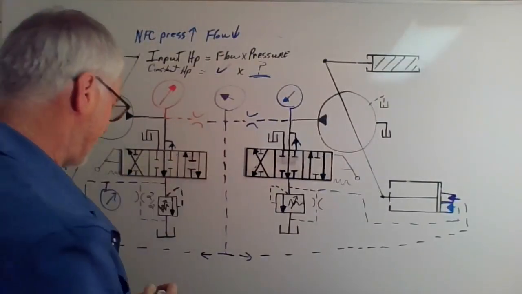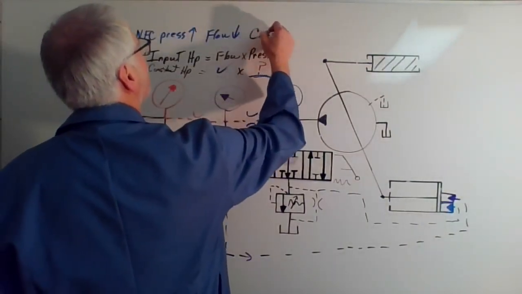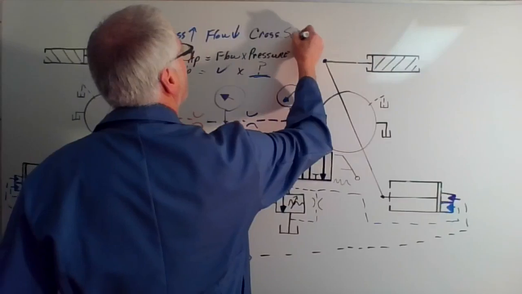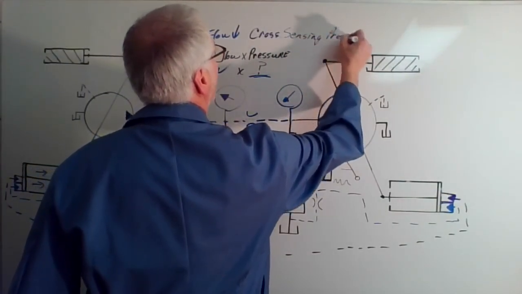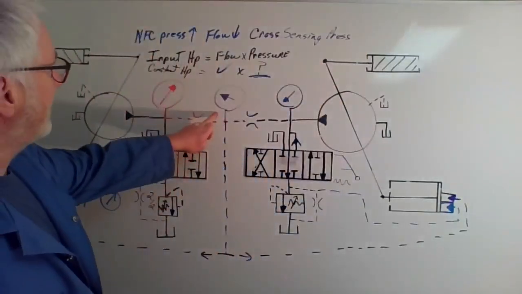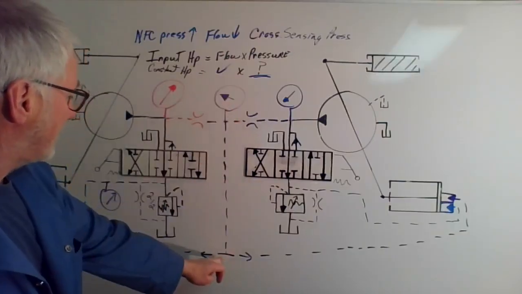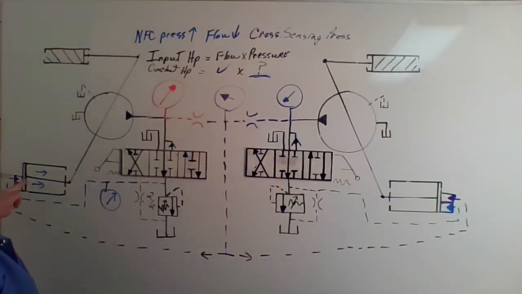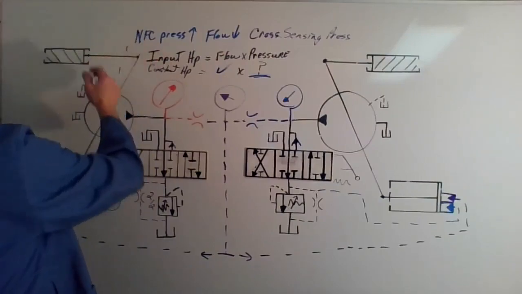Well, this cross-sensing pressure, now this is different again. As I load up one pump, I register a pressure here. And as that pressure increases, what does it try to do to the servo cylinder? The higher the pressure here, the more it wants to de-swash this again. Take it and de-stroke that.